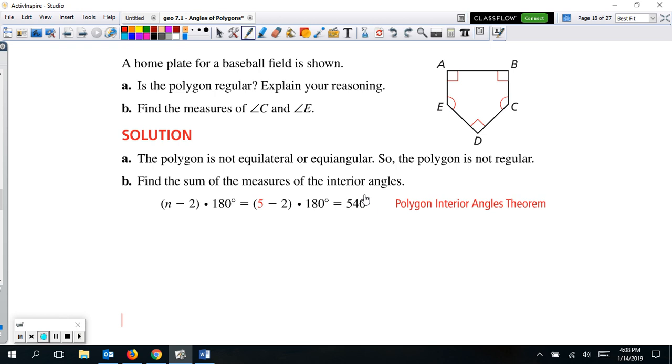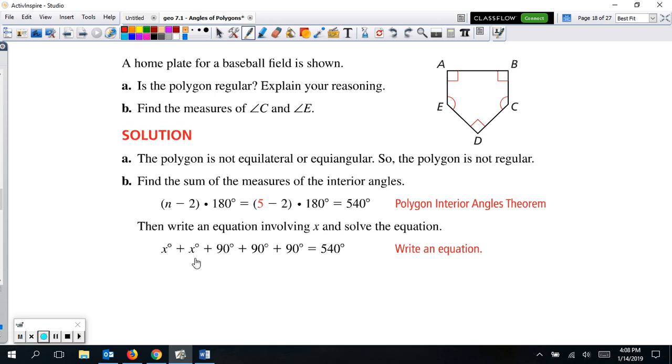So knowing that number, now we can make an equation out of that, and this would be basically our x. There's 2 of them, so we could say 2x. And then the 90s are there, and that would simplify down to 2x plus 270 equaling our 540. And we just subtract the 270 and then divide by 2, and we get 135 for x. So E and C are both 135 degrees then. They're both the same, they're both 135.